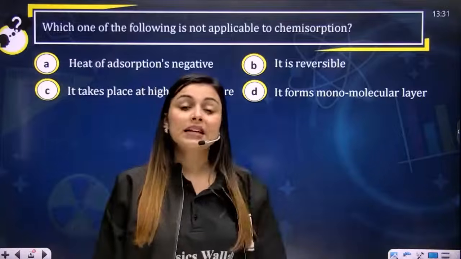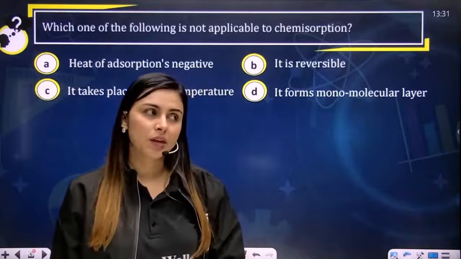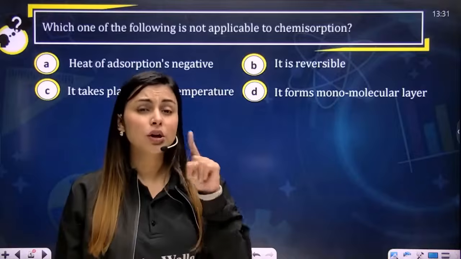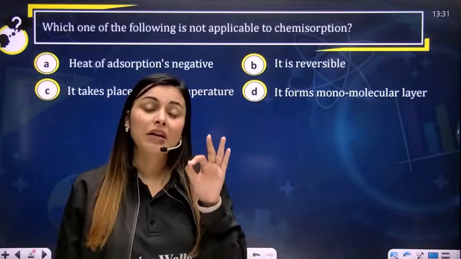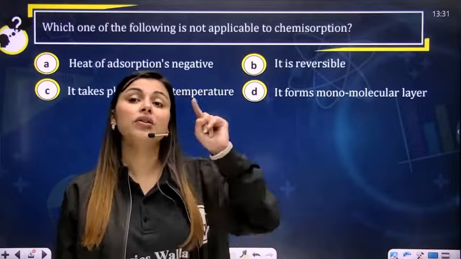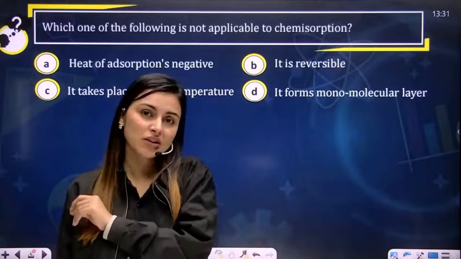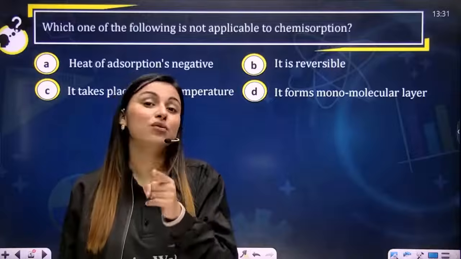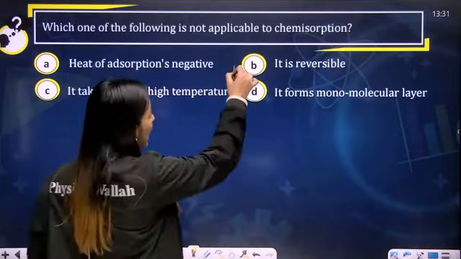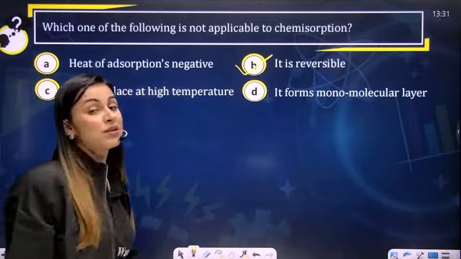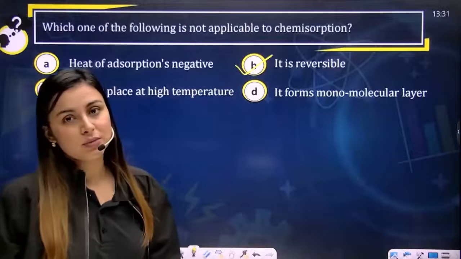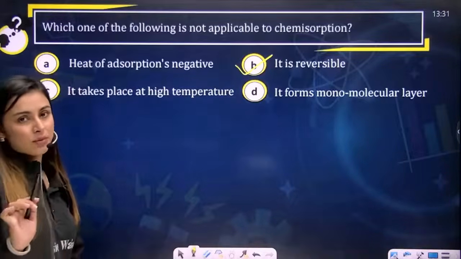Okay. The second point is, it is reversible. Is chemisorption reversible? No. Strong chemical bonds are formed. You cannot reverse the process. But in the case of physisorption, weak van der Waals interactions are formed, so you can reverse the process. So this is not applicable to chemisorption, because chemisorption is irreversible, whereas physisorption is reversible.